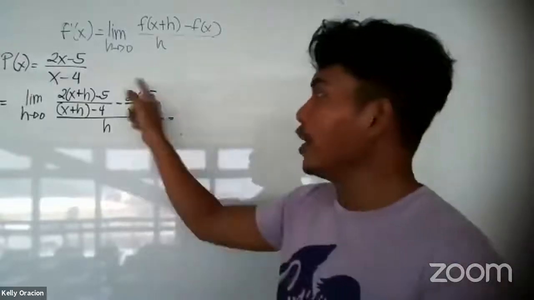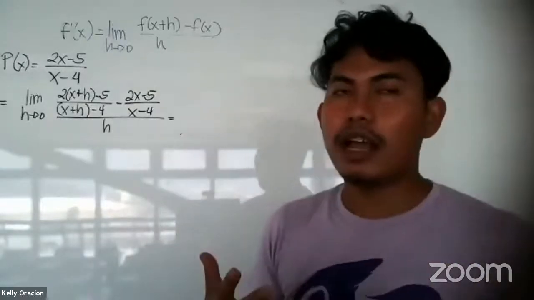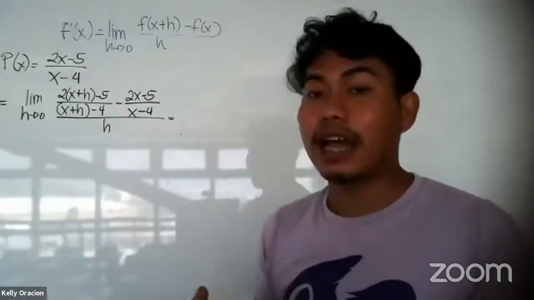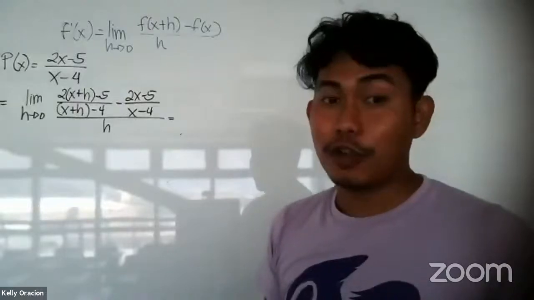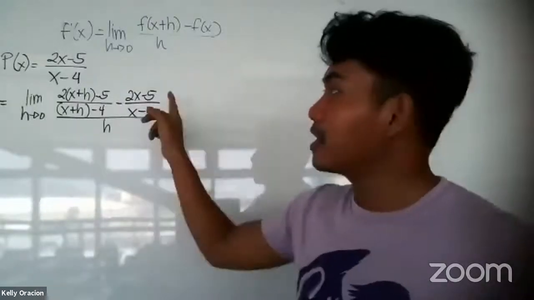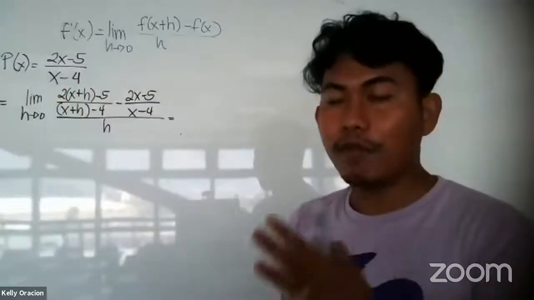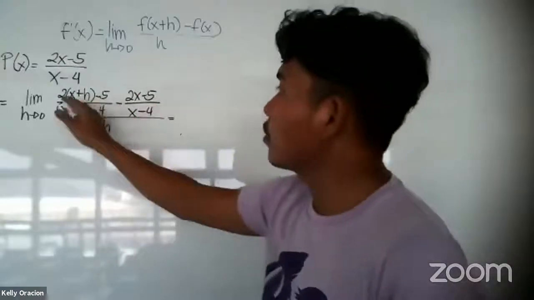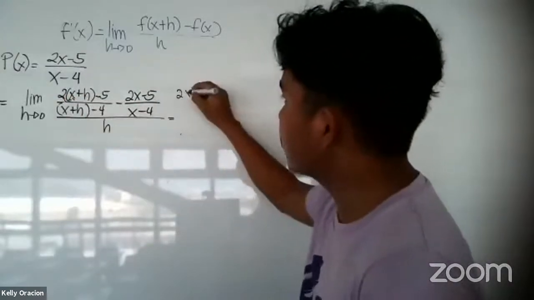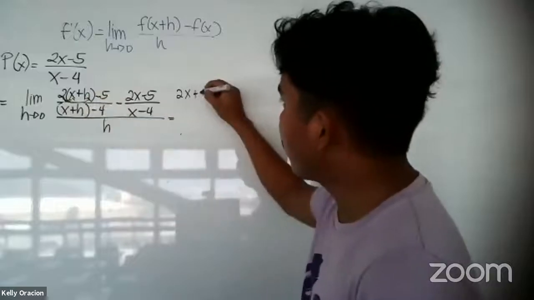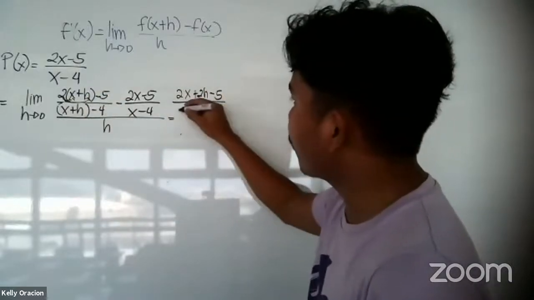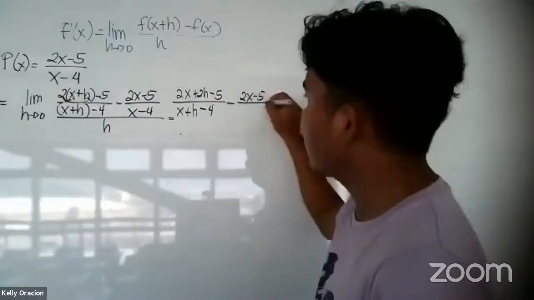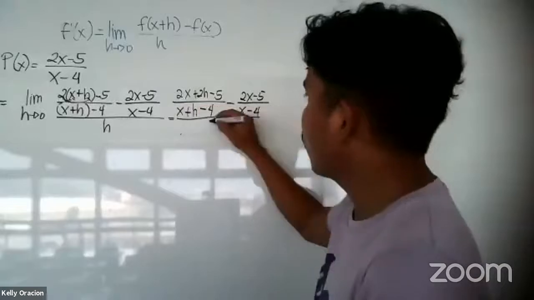Next, before niyo siya i-simplify, like solving or, di ba? Tinuruan kayo nung high school ninyo paano mag-add or subtract rational expressions. So yan yung gagawin natin para ma-simplify ito. So before sa ganyan na process, i-distribute muna natin ito. So 2 times x, that's 2x. 2 times h, that's 2h. Minus 5 over x plus h minus 4 minus 2x minus 5 over x minus 4 over h.